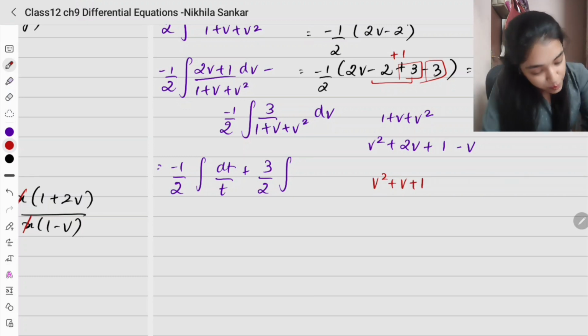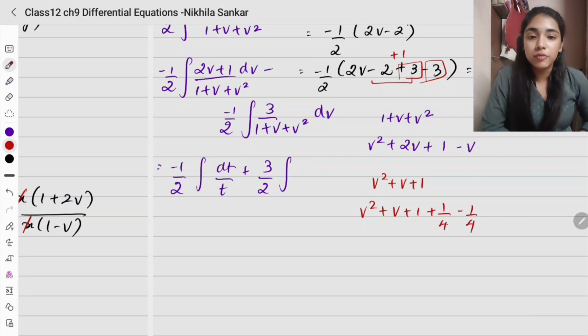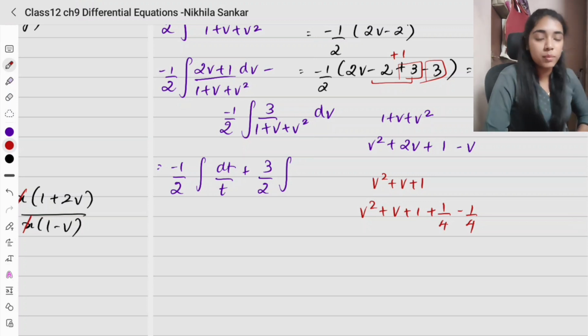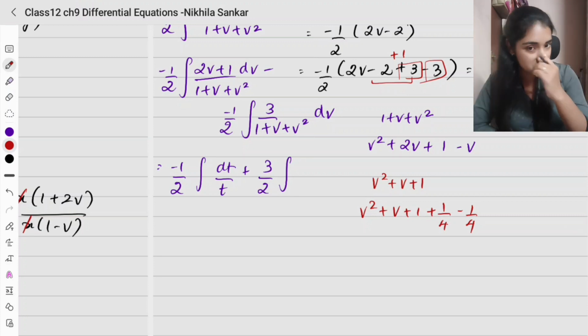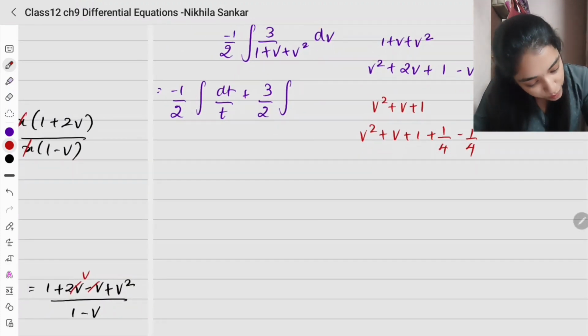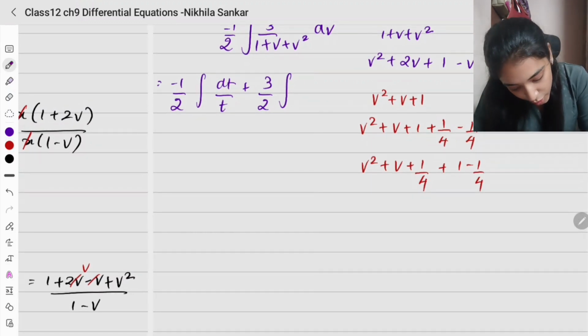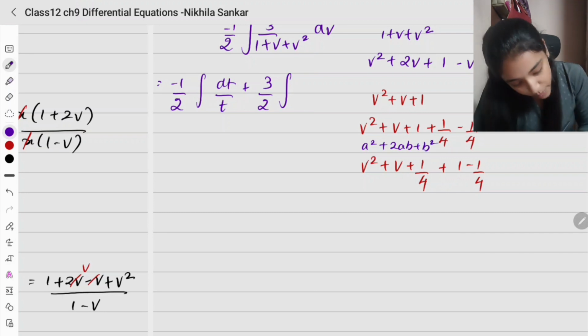How can I factorize this particular thing? v square plus v plus 1. I'm going to add plus 1 by 4 and subtract 1 by 4. Why do we do this? To write it in the form of a square plus b square, because we know 1 by x square plus a square is 1 by a tan inverse of x by a. So I'm going to write in such a form. v square plus v plus 1 by 4 I'm going to club together, plus 1 minus 1 by 4 I'm going to club together. So what am I seeing? This is of the form a square plus 2ab plus b square. So what is my a and b?